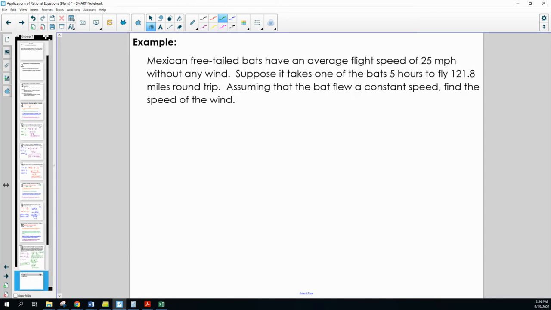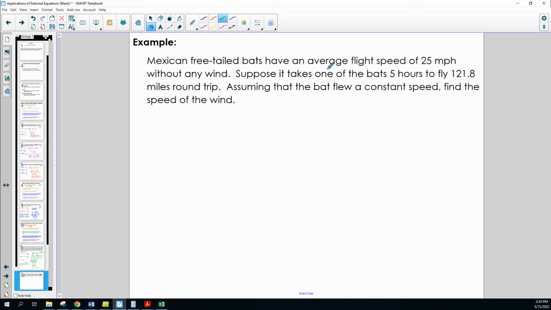Okay, and then the last problem: Mexican free-tailed bats have an average flight speed of 25 miles per hour without any wind. Suppose it takes one of the bats 5 hours to fly 121.8 miles round trip. Assuming that the bat flew a constant speed, find the speed of the wind.